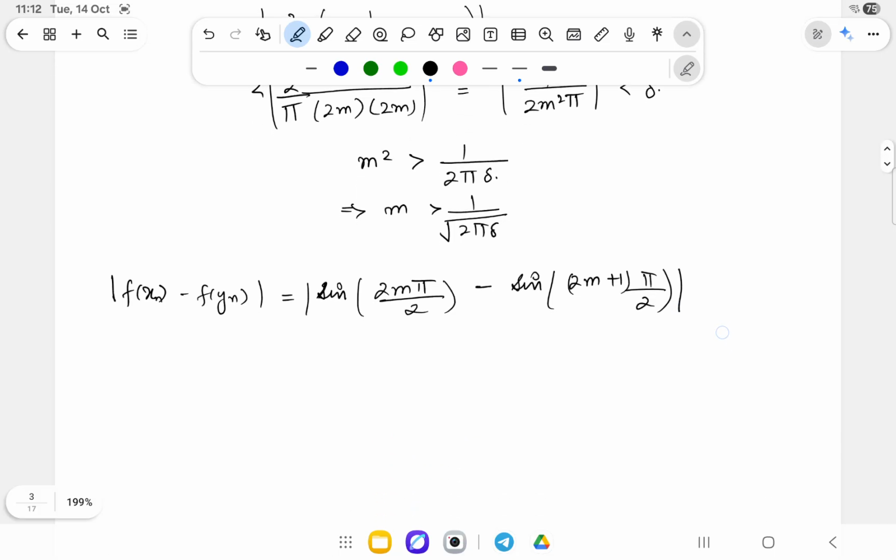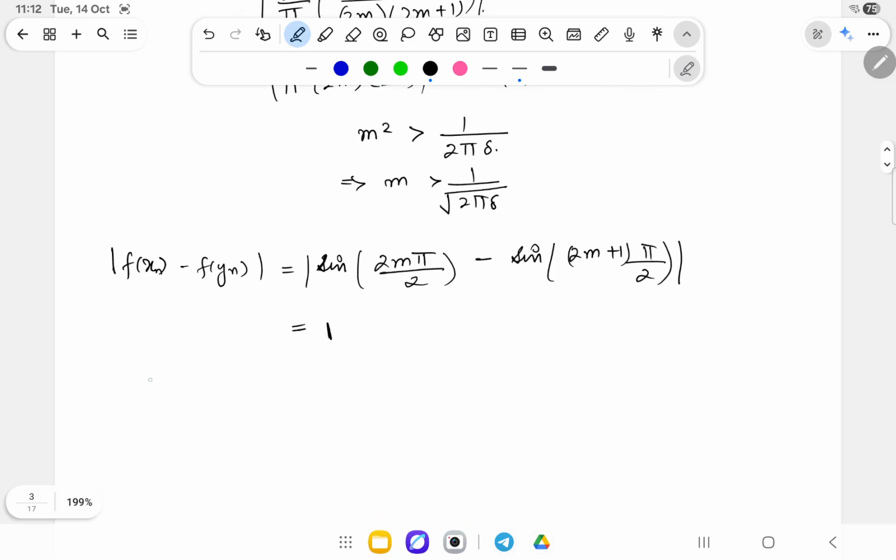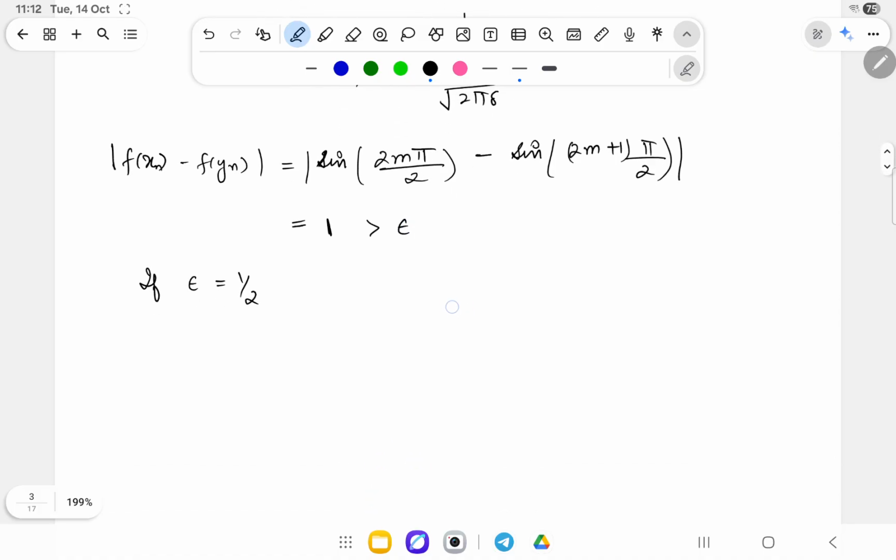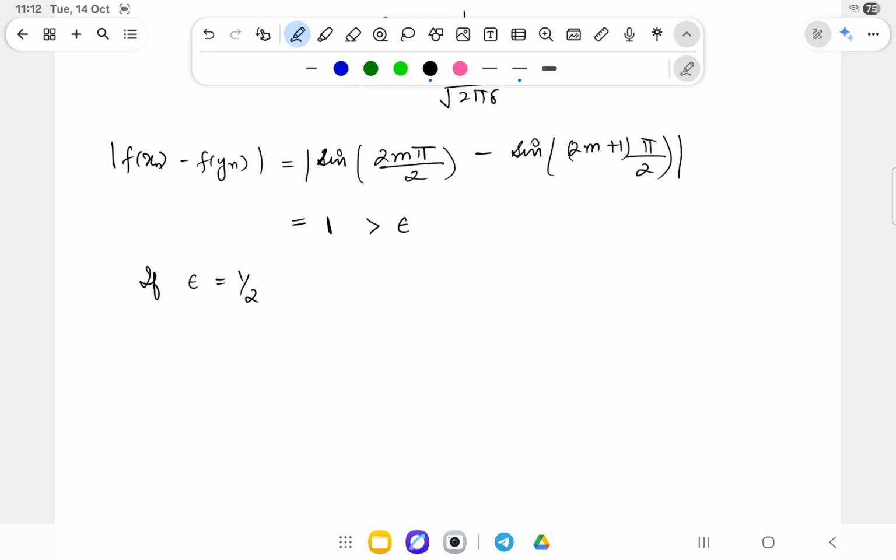Now if you observe, the absolute value of the difference will always be 1, no matter which value of m you choose. And if I choose my epsilon equal to 1 by 2, then this is greater than epsilon. So this basically contradicts the sequential criteria of uniform continuity. So we can say that our function f(x) is not uniformly continuous on the open interval 0 to 2 pi. Now let's move on to see the next question.